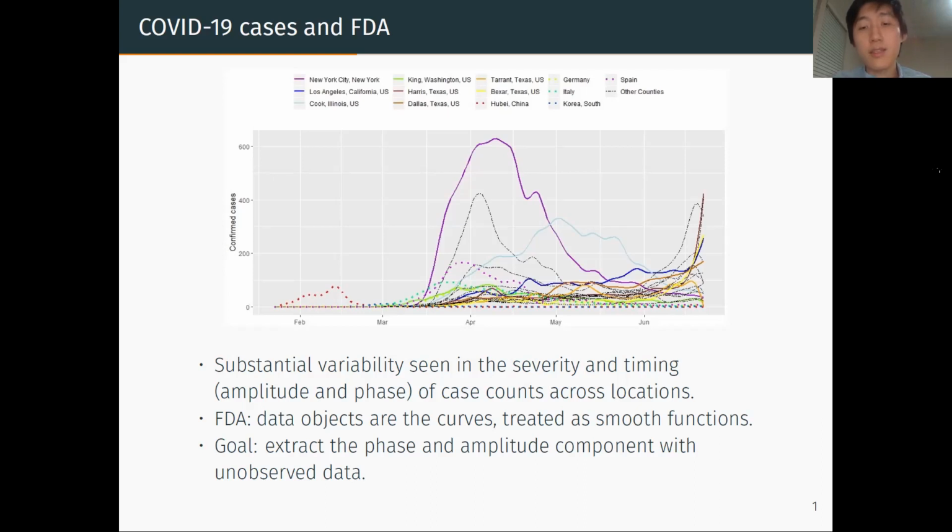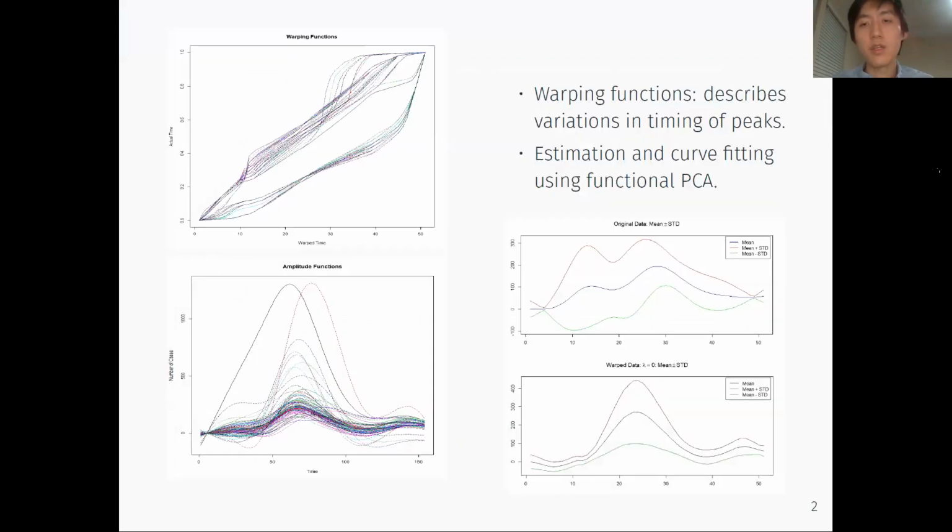Now, our goal was to extract these two components in the context of the unobserved data, given that the pandemic is still ongoing. For example, by mid-June in Houston, we still hadn't seen the full peak of the number of cases in Houston yet. And yet we still want to be able to extract the phase and amplitude functions out of this. Now, we were able to do so using estimation and curve fitting through a combination of functional principal components analysis and clustering. This allowed us to get the warping functions, as you can see in the top left.